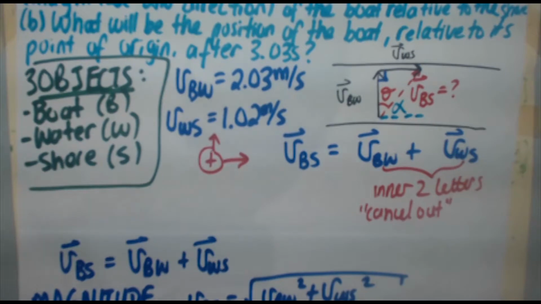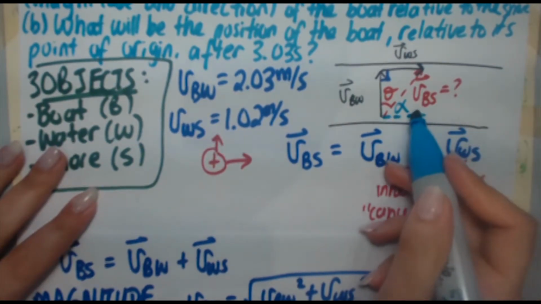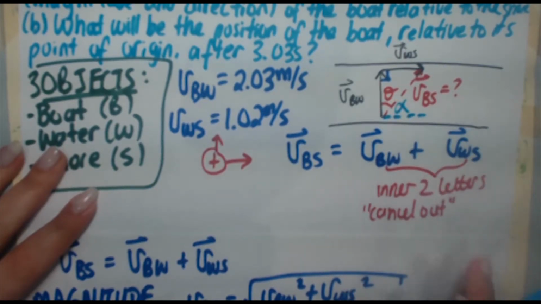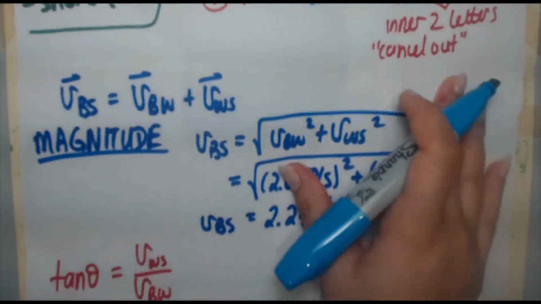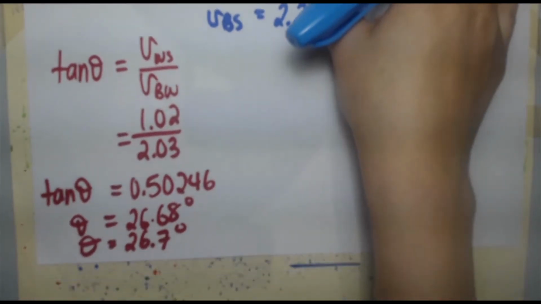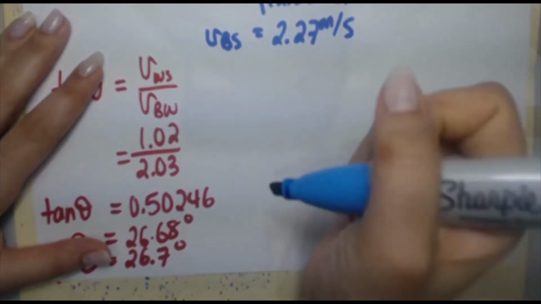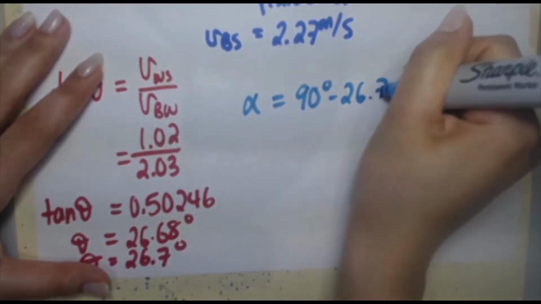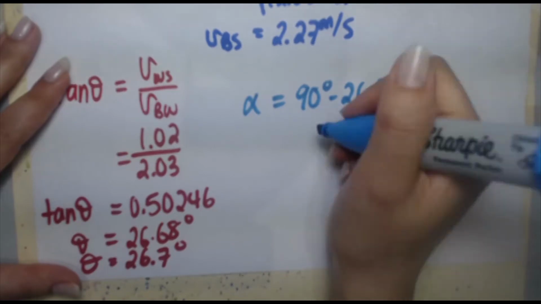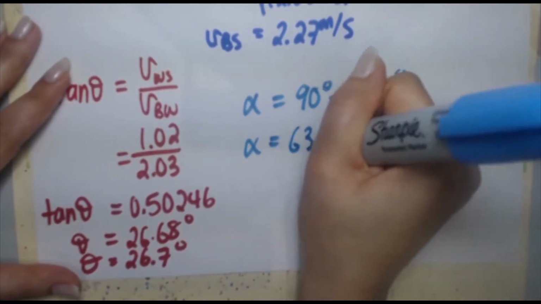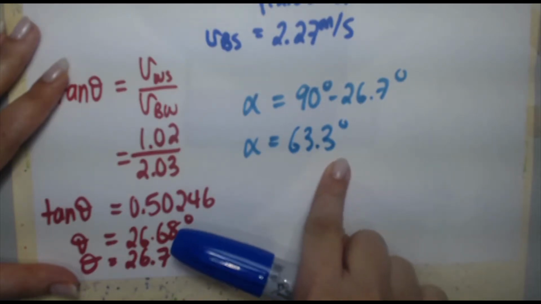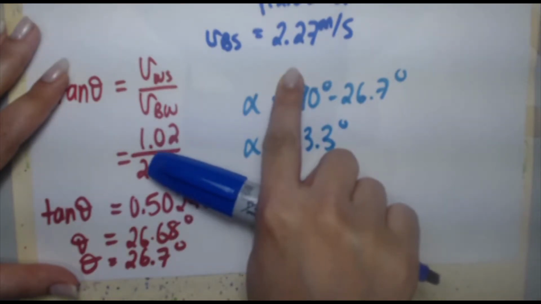We'll call that alpha. If you look, alpha and theta together add up to 90 degrees. So if you simply subtract theta from 90, you'll achieve alpha. So that's what we're going to do here. We're going to say alpha is equal to 90 minus 26.7. And when you do that, you're going to get alpha is equal to 63.3 degrees. And so there you have your angle. This is relative to the shore. You've got your magnitude, 2.27 meters per second.